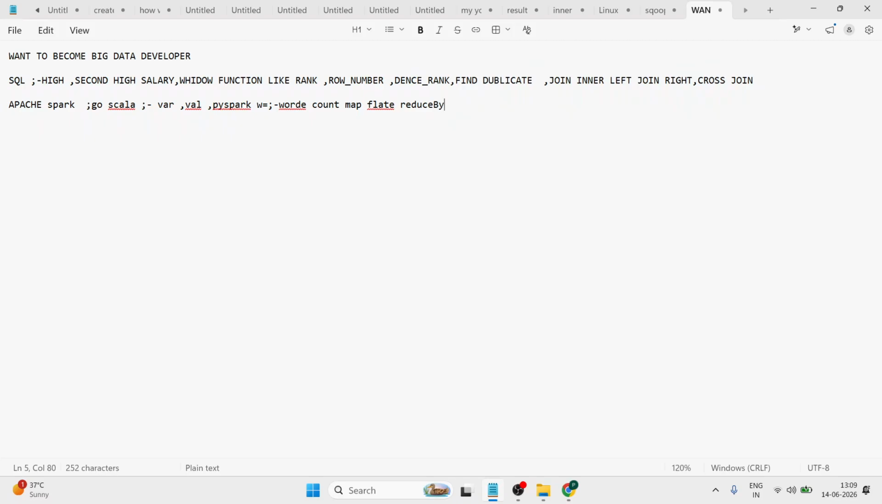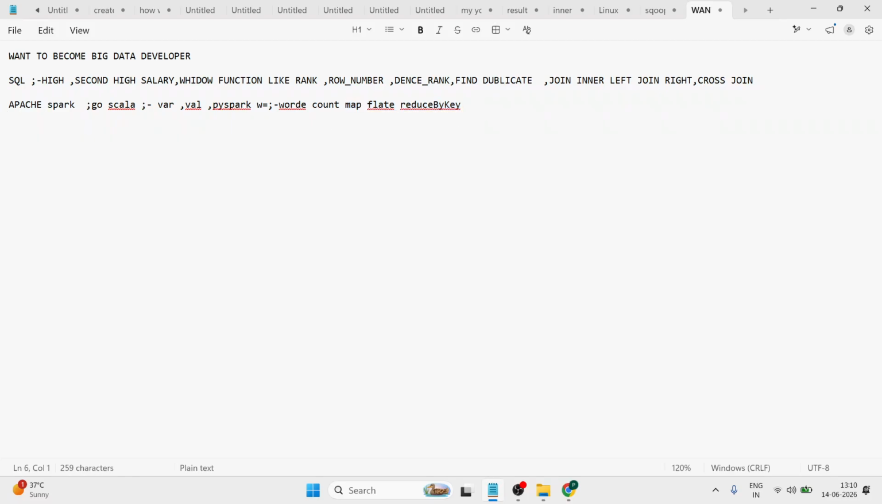So reduce by, this type of function is very helpful to solve. Here you need to solve it properly. I was a little bit confused about map, flat map, and reduceByKey, right? One function is reduceByKey after flatMap. With this function you will calculate the word count.